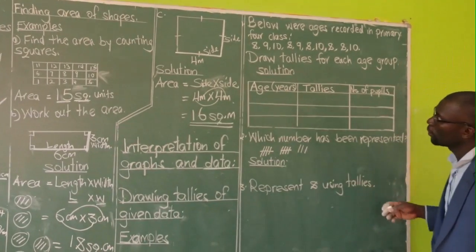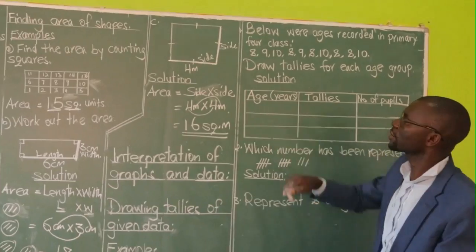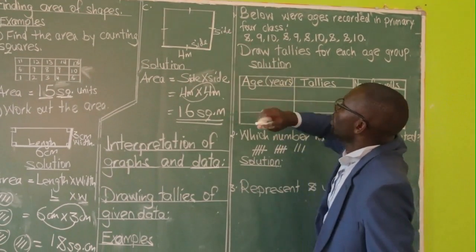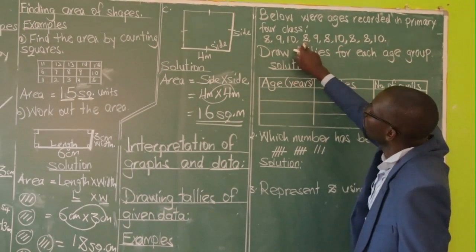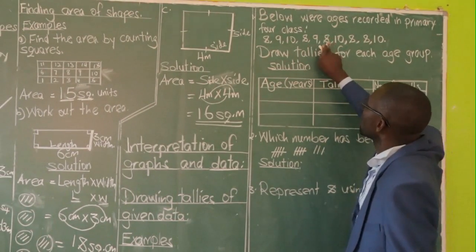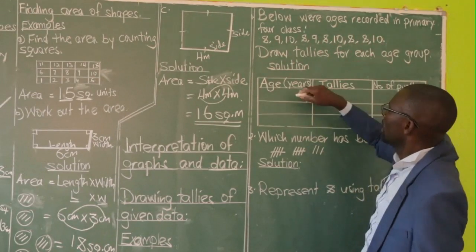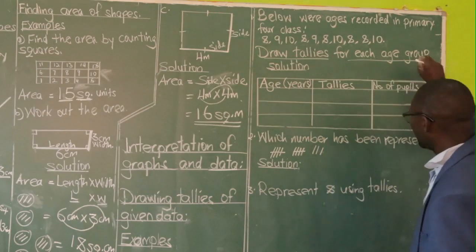We can look at our example here. Below were ages recorded in a primary 4 class. We had some children. One was 8, one was 9 years, 10 years, also 8 years, 9 years, 8 years, 10 years, 8 years, 8 years, 10 years. Then the question is telling us, draw tallies for each age group.